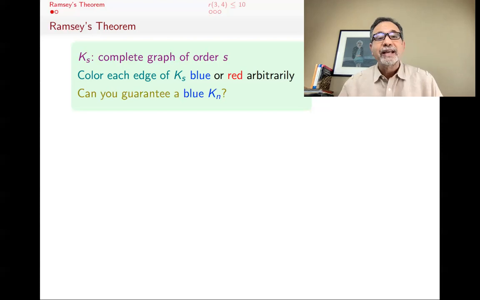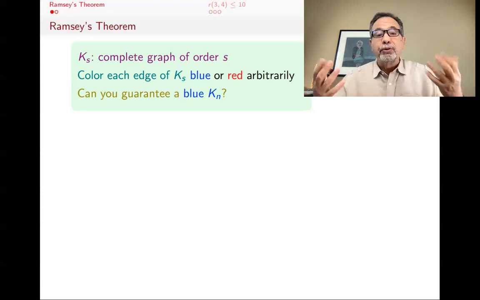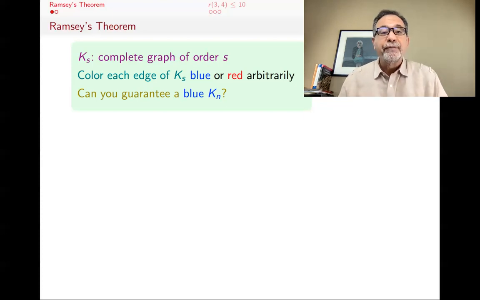Are you guaranteed that within that KS, you will have a blue KN? KN is the complete graph on n vertices, and n is going to be smaller than S. And a blue KN means a KN where all the edges are blue. Can you find n of the S vertices such that every edge between those vertices in that collection of n vertices, all of them are blue? Well, you might not be able to do that for sure, because it might be that the coloring was all red and there's nothing blue, and therefore you can't guarantee a blue KN.